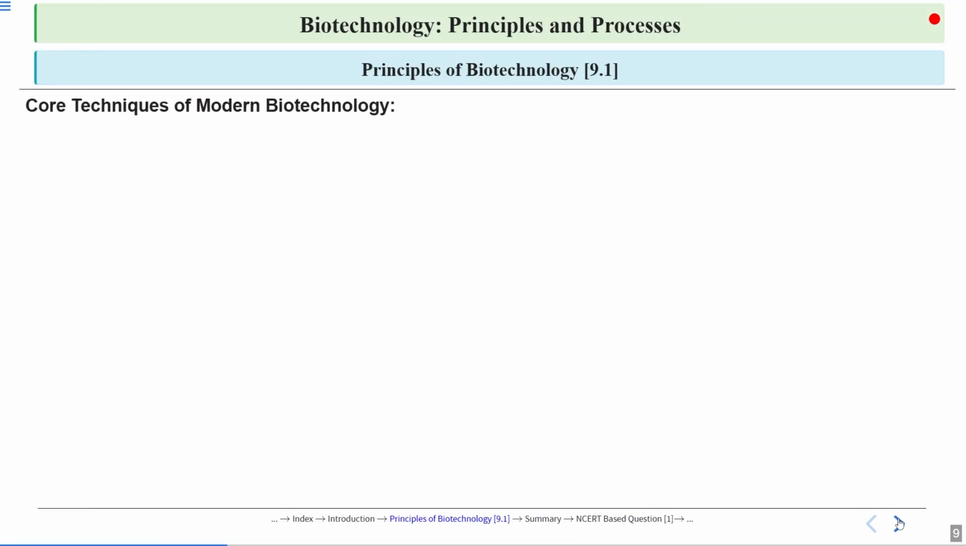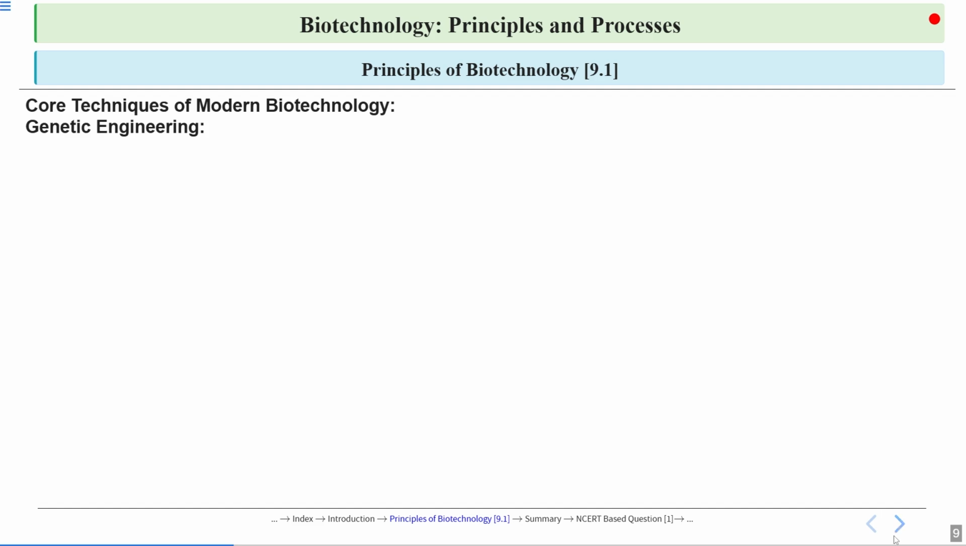Now, the main part came, that is the principle of biotechnology. What are the core techniques of modern biotechnology? Before that you have to understand that the birth of modern biotechnology happens by the integration of two engineering methods. One is genetic engineering, the second is bioprocess engineering. First, we're going to talk about genetic engineering.